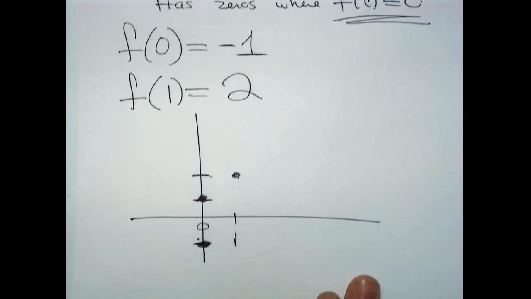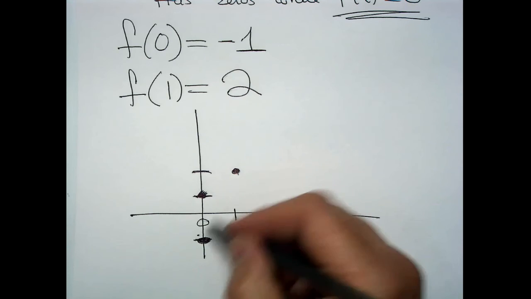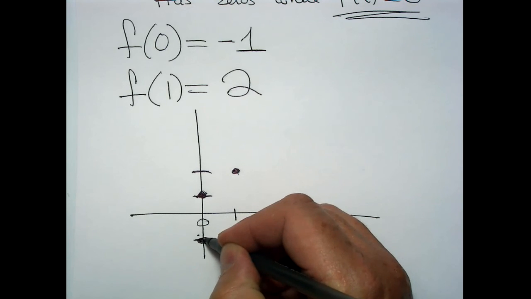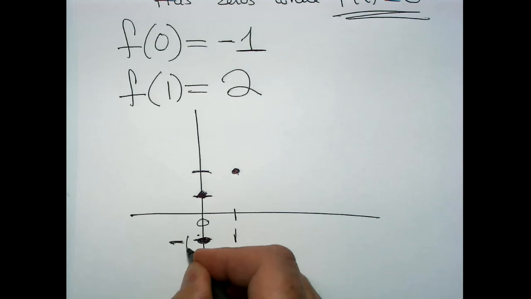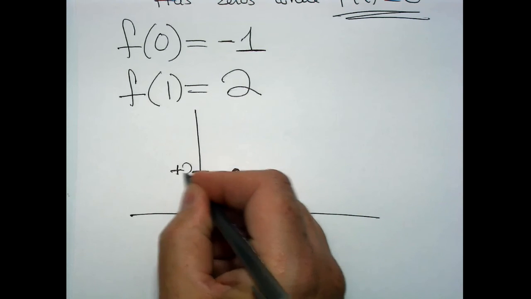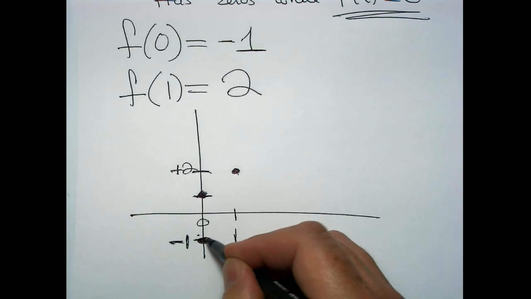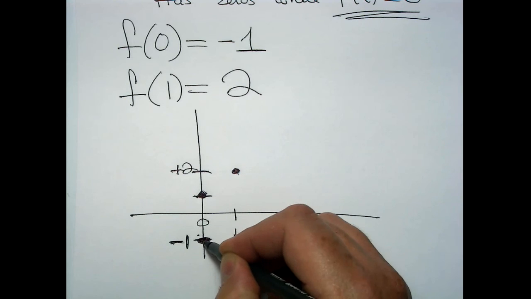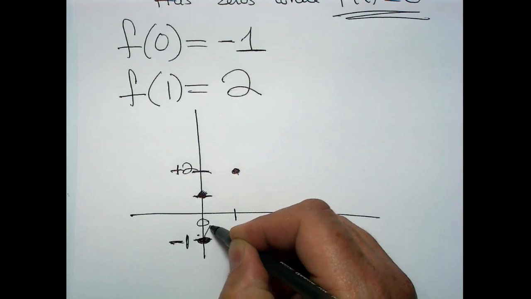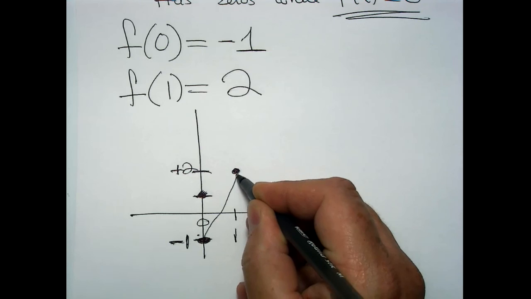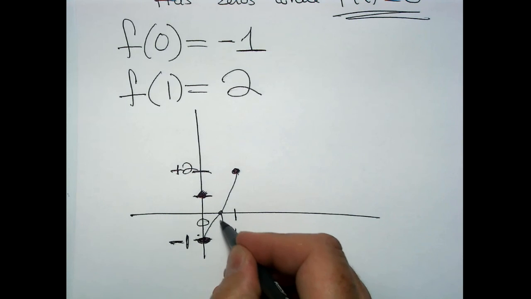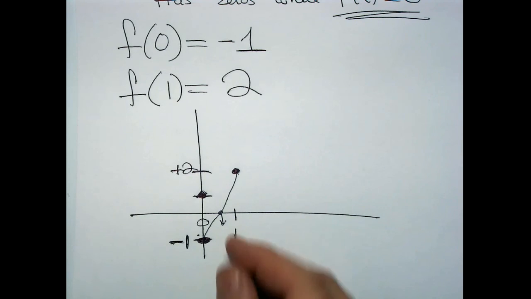So what's going on here is you've got a continuous curve that has to connect the dots between here and here. A negative y value, and up here a positive y value. Well, if it's a continuous curve, and we know it's continuous because it's a polynomial, somewhere it's got to pass through the x-axis. There must be a 0 here.